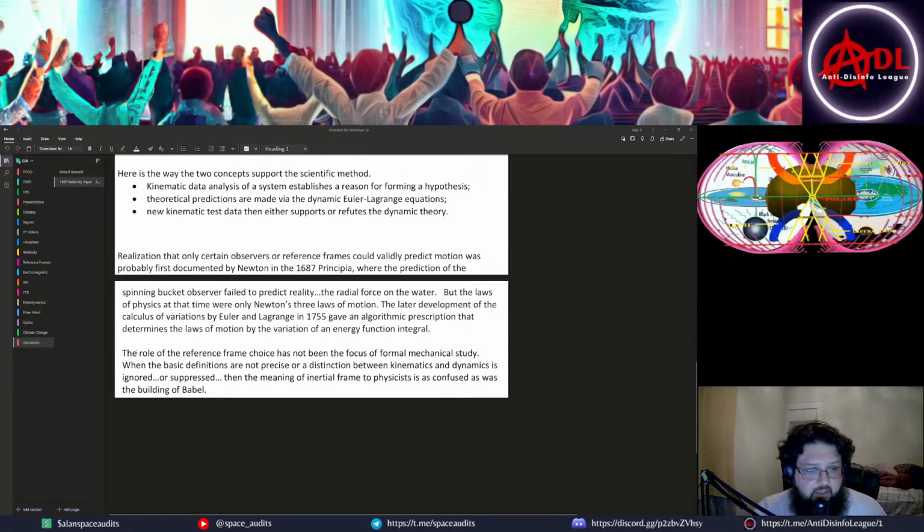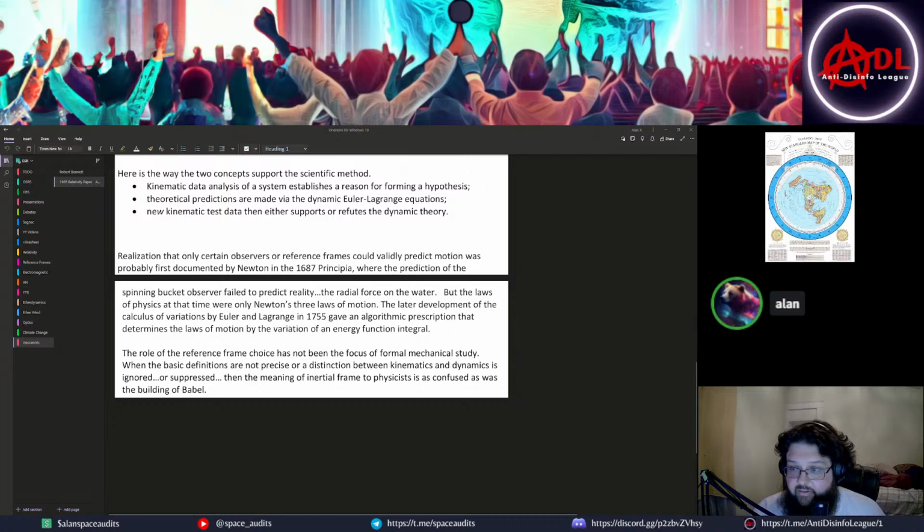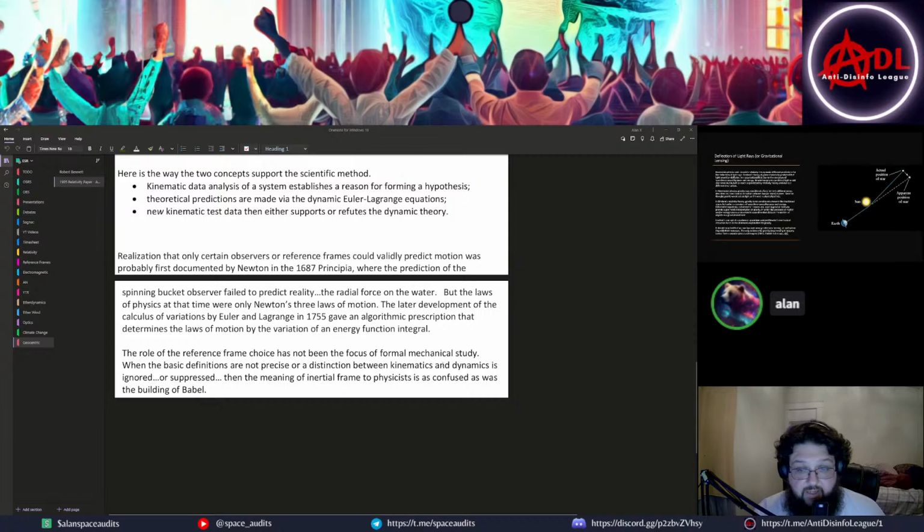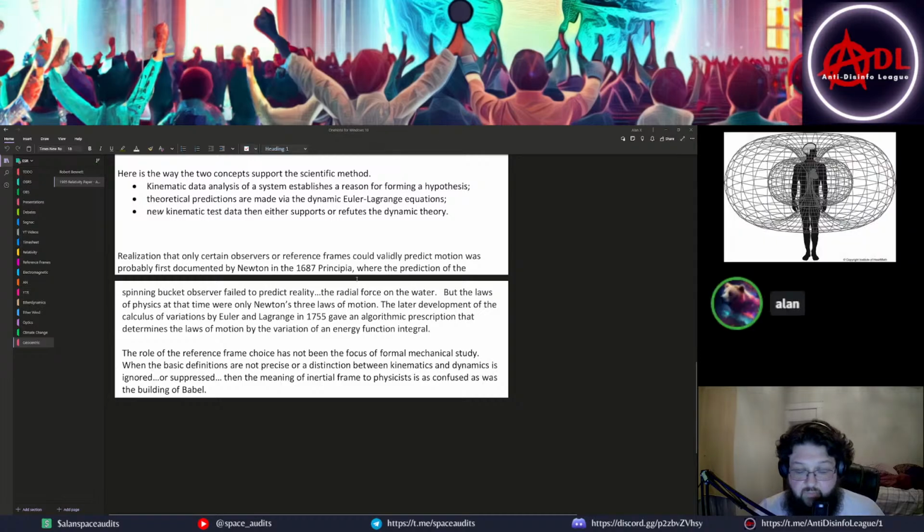Okay, yeah. So the role of the reference frame choice has not been the main focus of formal mechanical study. Oh no, hey, you don't say. When basic definitions are not precise, or the distinction between kinematics and dynamics is ignored or suppressed, then the meaning of an inertial frame to physicists is confused, as it was in the building of the Tower of Babel.